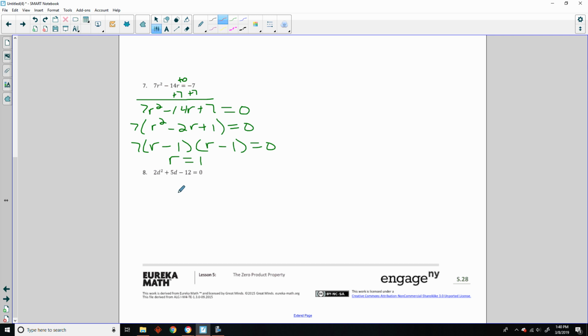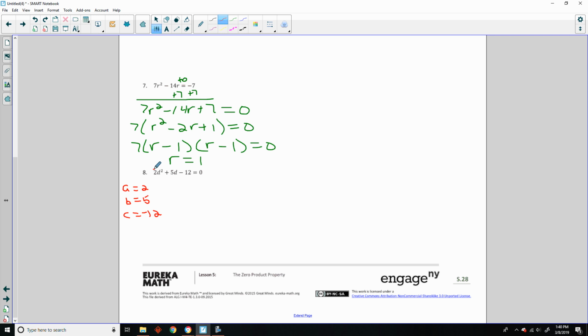Number 8. I have a 2, I have a 5, I have a 12. 2 will not go into 5, 5 will not go into anything, so there is no common denominator. I am going to use my beats method. A equals 2. Let me rewrite that again. Every time I write an equal sign, it looks like less than. B equals 5, and C equals negative 12.